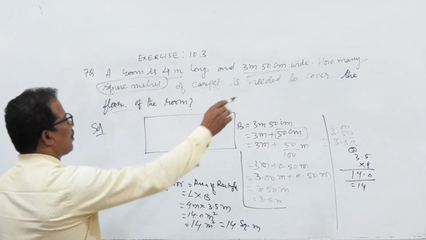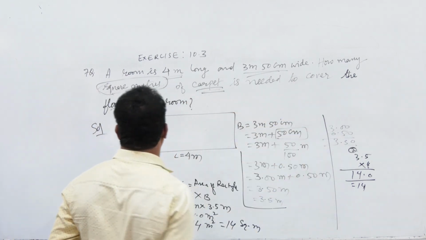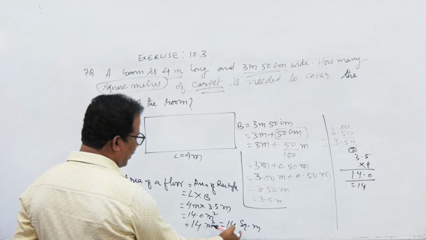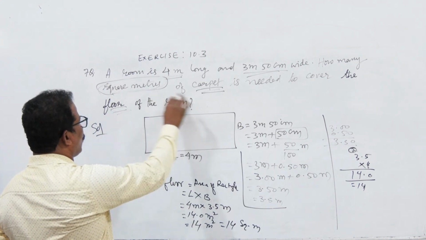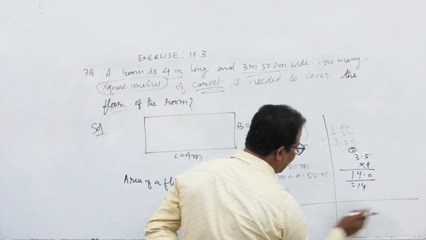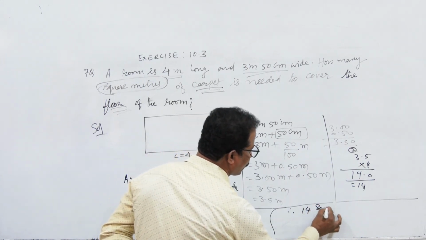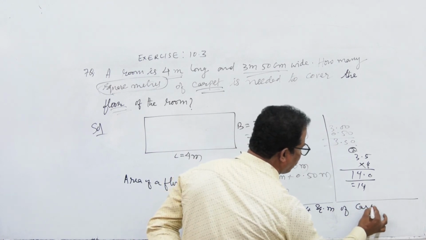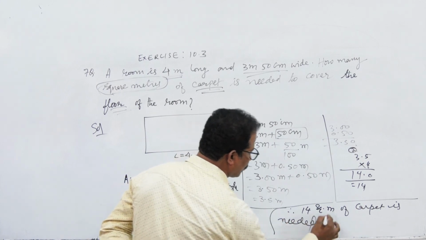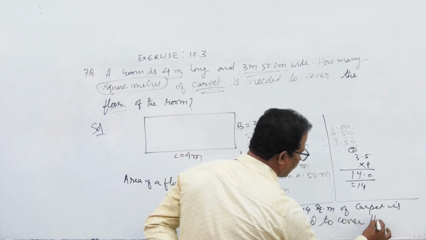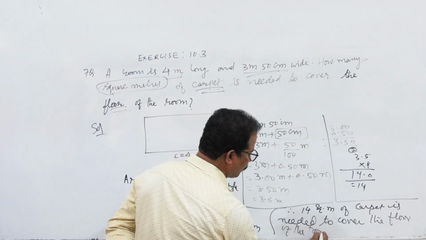Now see in the question, how many square meters of carpet is needed to cover the floor of the room? How many square meters of carpet do we require? 14 square meters of carpet is required to cover this floor of the room. So for that we have to write the answer like this. Okay, so therefore, 14 square meters of carpet is needed to cover the what? Floor of the room.